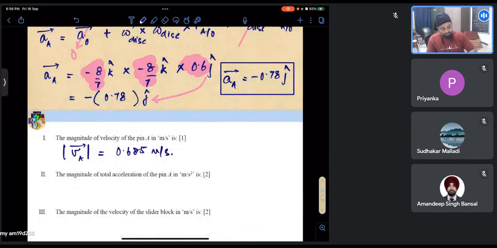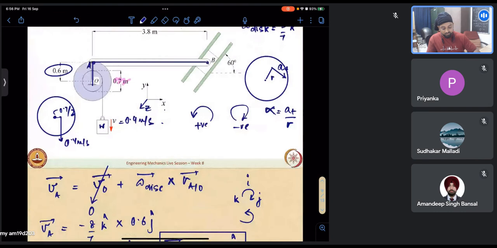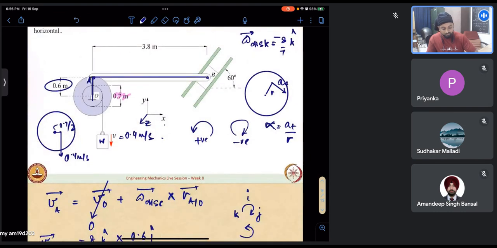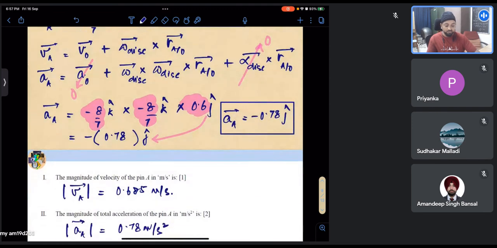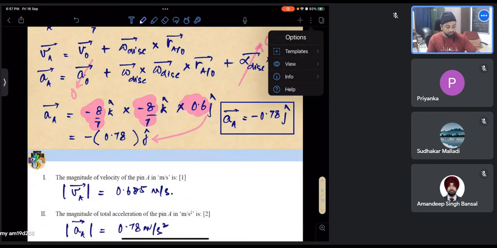Okay, so the magnitude of the total acceleration is 0.78 meters per second squared. Pointing, it is negative. So we know that when it is having circular motion, there is no tangential acceleration. Nonetheless, there will be a centripetal acceleration pulling it towards the center, which is what is changing the direction. So that is what this 0.78 is about.